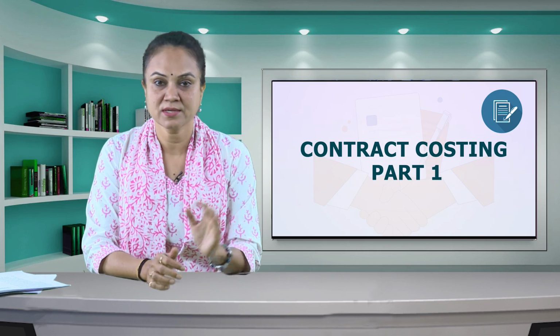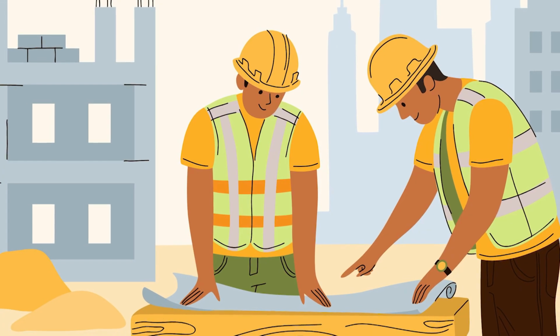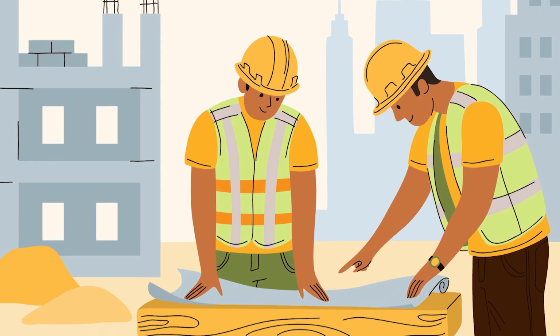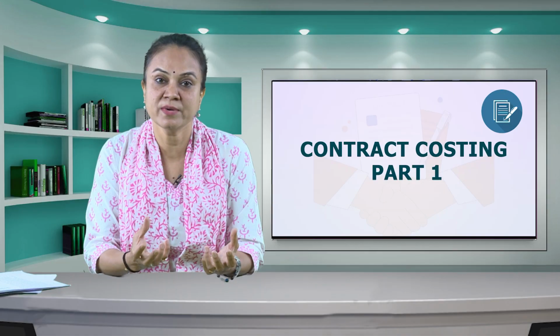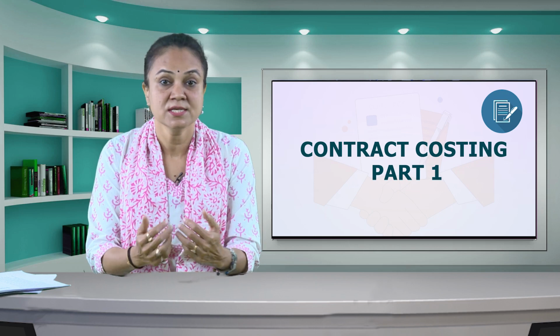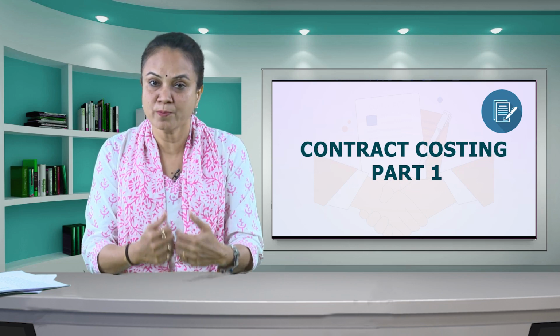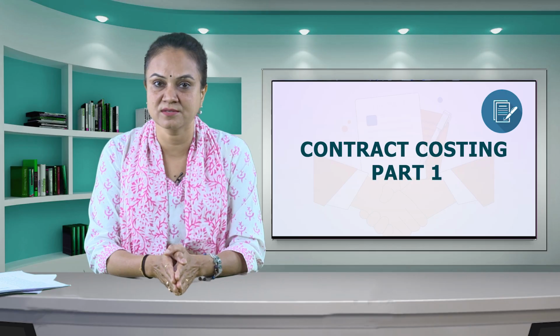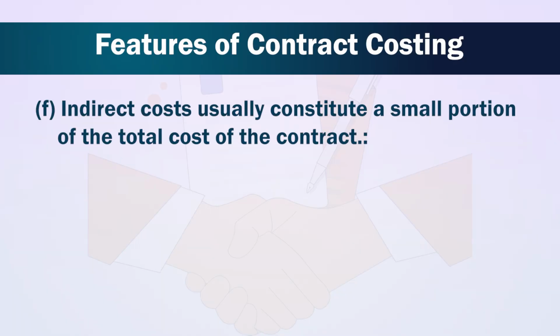For example, salary of the site manager may be apportioned on the basis of time spent by the site manager on the respective contract. For all common expenses, certain bases are applied for apportionment of indirect expenses. Next characteristic is that indirect cost usually constitutes a small portion of the total cost of the contract.